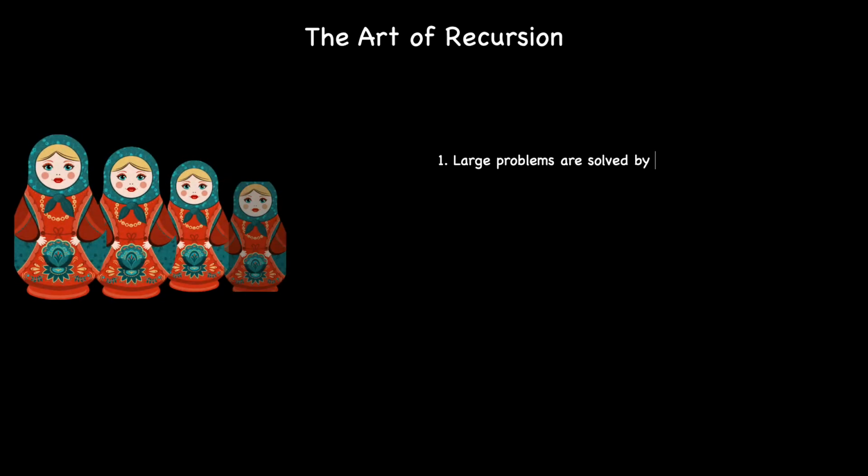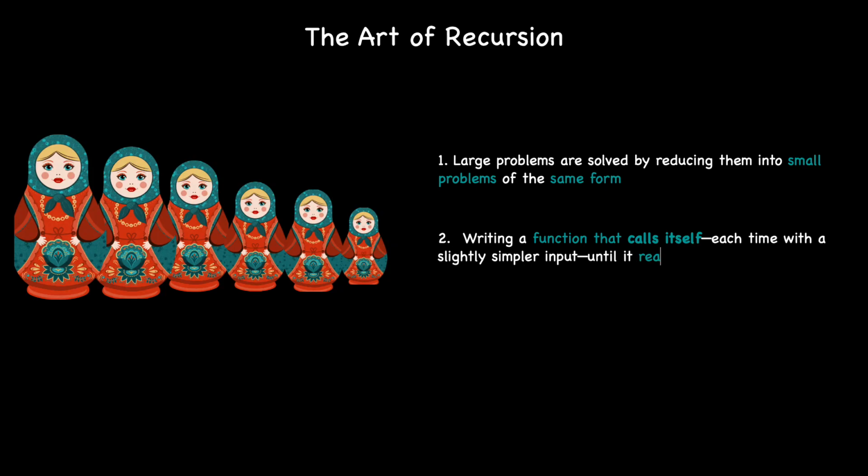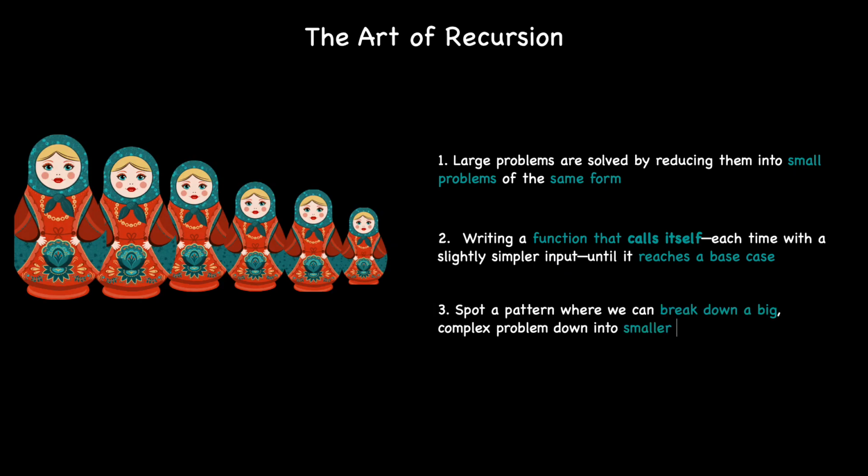Recursion is a technique where large problems are solved by reducing them into small problems of the same form. Now, in code, that usually means writing a function that calls itself each time with a slightly simpler input until it reaches a base case. The key is to spot a pattern where we can break down a big complex problem into smaller versions of the same problem. So that's easier said than done, right?